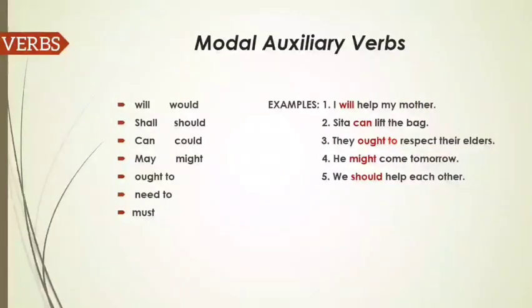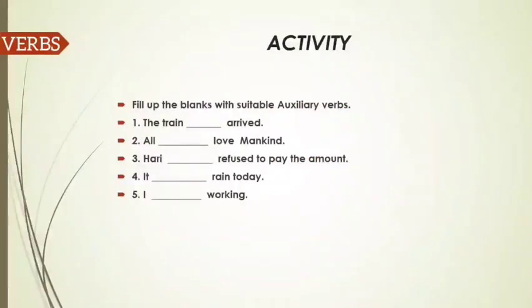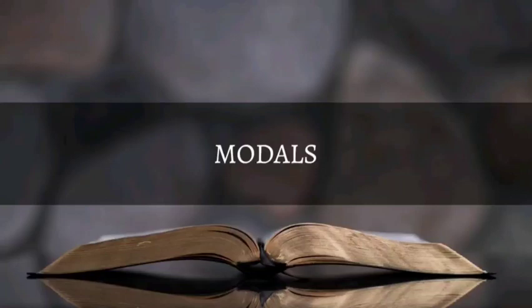Modal auxiliaries. I'm going to provide them here, but there is another section for them. Will, shall, can, may, ought to, need to, must. Will, past form would; shall, should; can, could; may, might. A few examples I have provided here, but these are not everything. It is going to be a long learning for modals, because modals are very, very important. These are not like auxiliaries. One activity is provided here, so try to answer it.